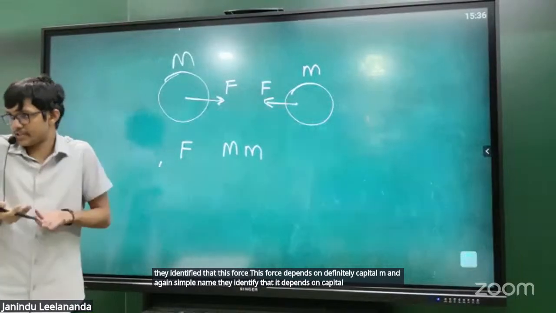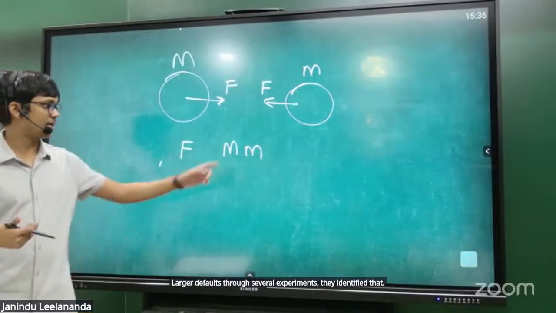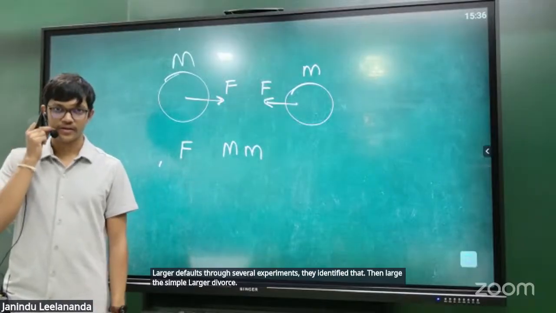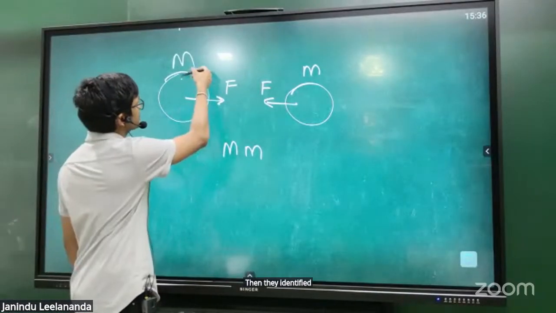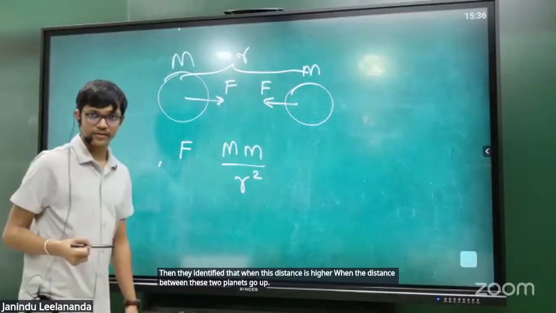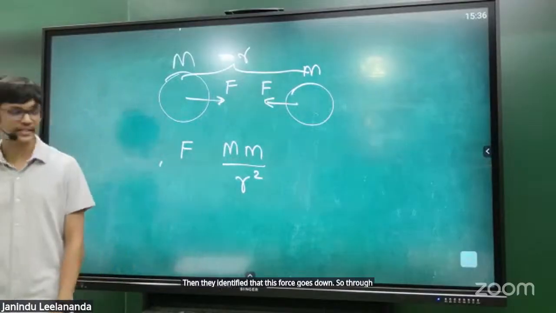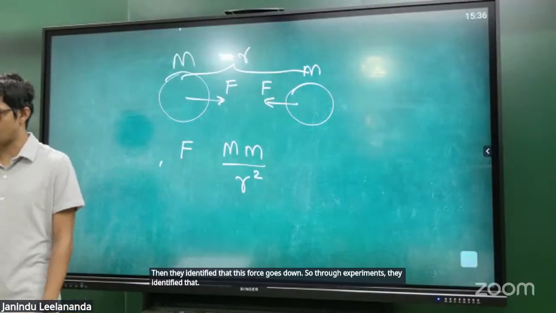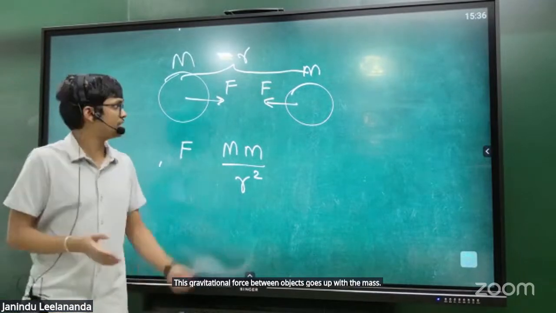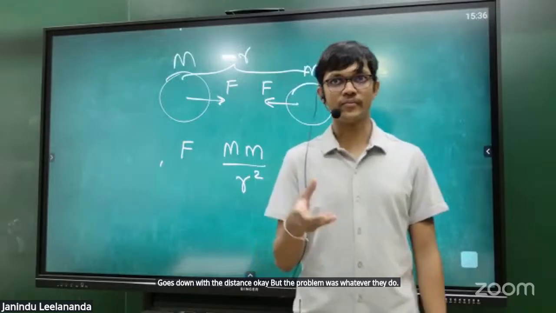That means the larger the capital M, the larger the force. Through several experiments, they identified that. Then the larger the simple m, the larger the force. Clear? Then when the distance between these two planets goes up, they identified that this force goes down. So through experiments, they found the gravitational force goes up with the mass and goes down with the distance. But the problem was, whatever they did, they didn't come up with the exact value.